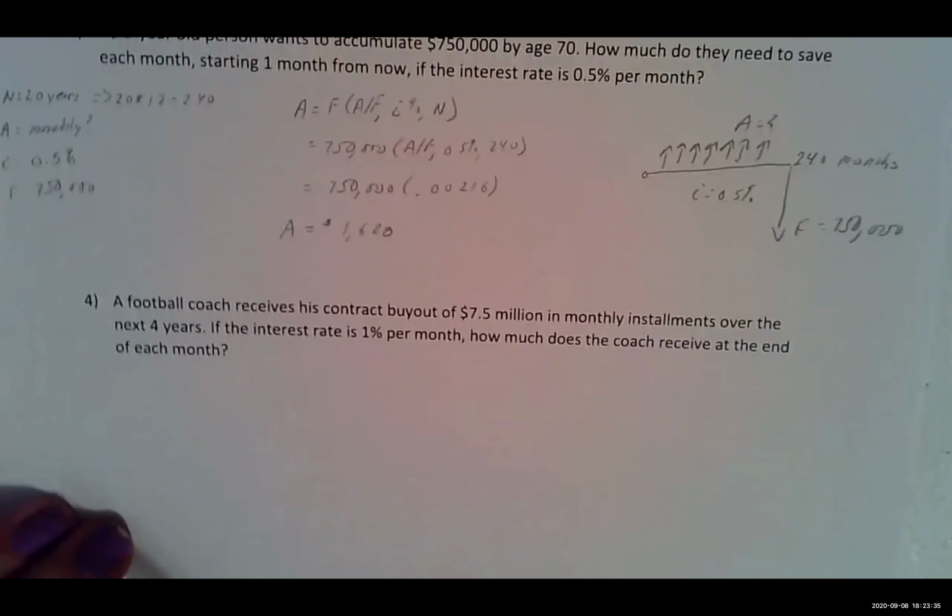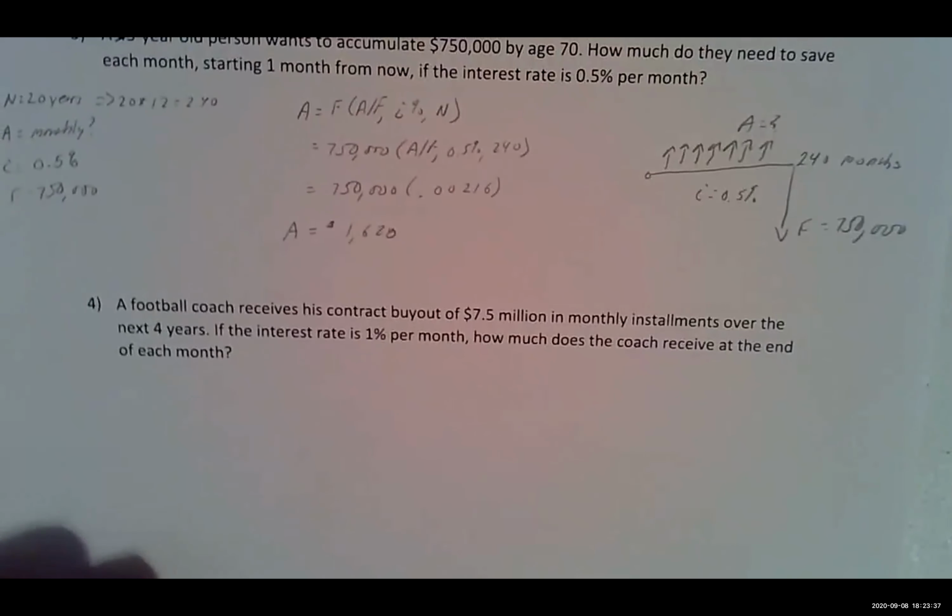So, last problem. This one says a football coach receives his contract buyout of $7.5 million in monthly installments. 7.5 million is a little more than 750, isn't it? Ten times more. So monthly installments over the next 4 years. So they bought him out at $7.5 million. But if the interest rate is 1% a month, how much does the coach receive at the end of each month?